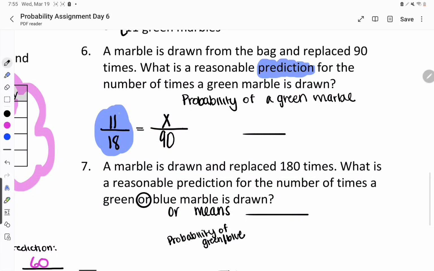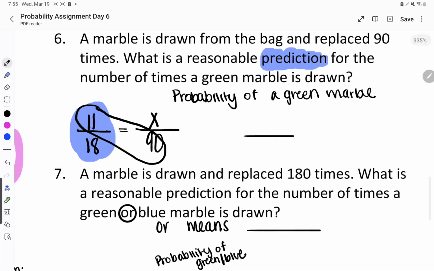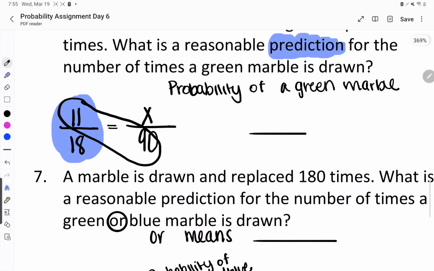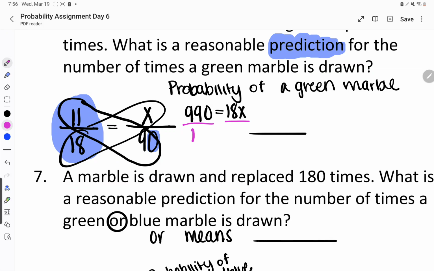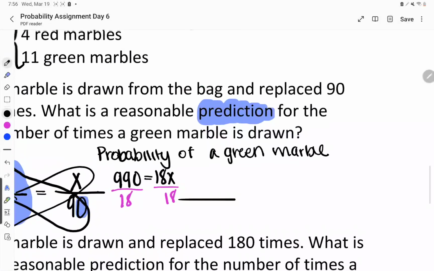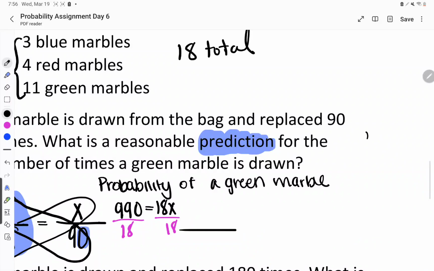I solve a proportion by cross multiplying, so I have 11 times 90, which would give me 990. 9 times 11 is 99, and then just tack on this last little 0 here. And then I have that equals 18x. Now we'll divide both sides by 18, and I'll do that off to the side over here. So we have 990 divided by 18.